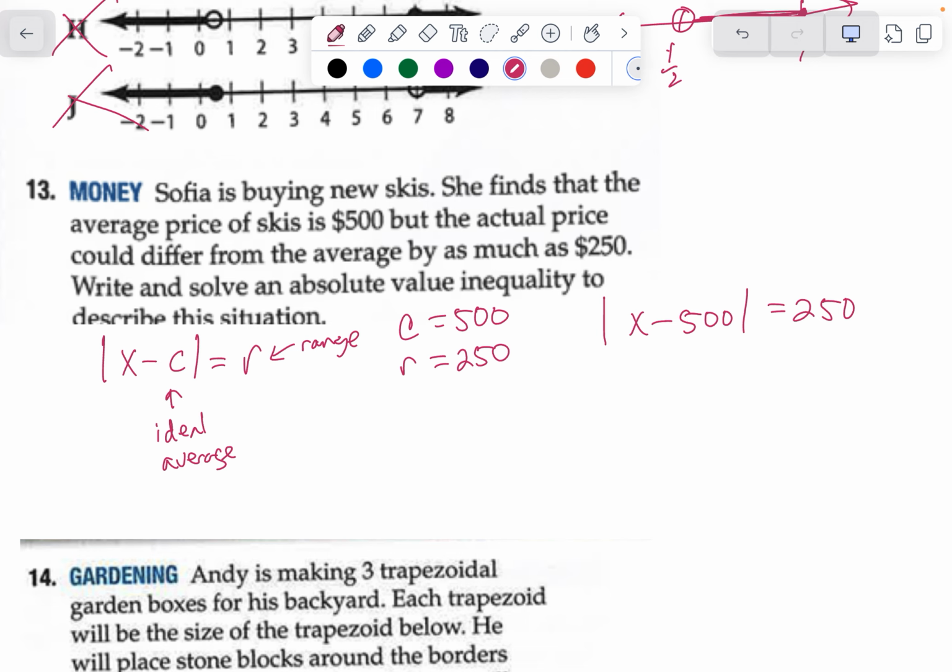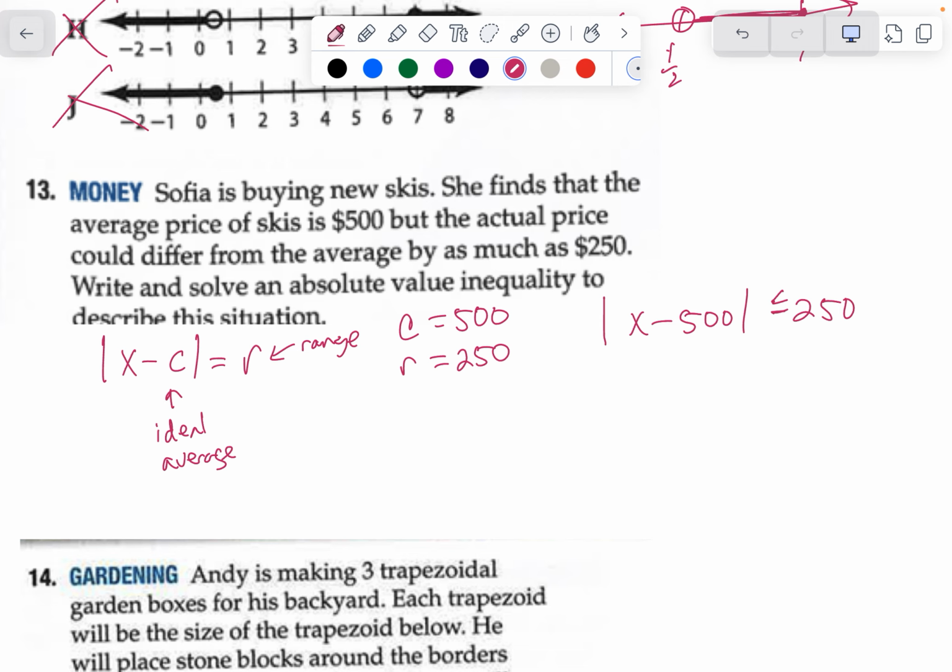So that is the writing the absolute value. And the inequality says for average as much as. So let's actually change this equal to. That would be if it's exactly 250. Let's make it less than or equal to 250. Because it's not as, it can't go above that. It's as much as, that's the biggest number we can get.